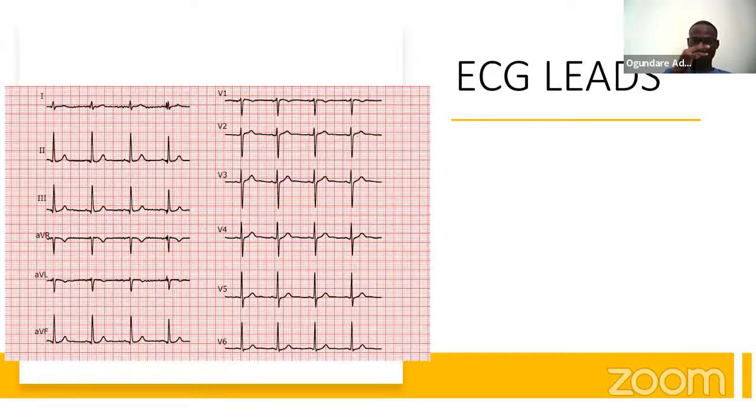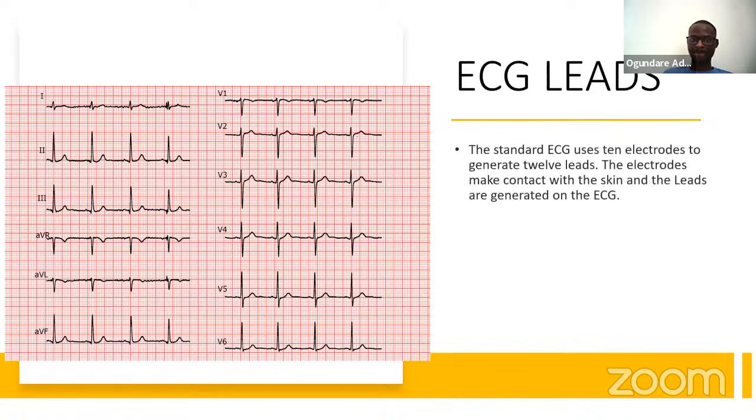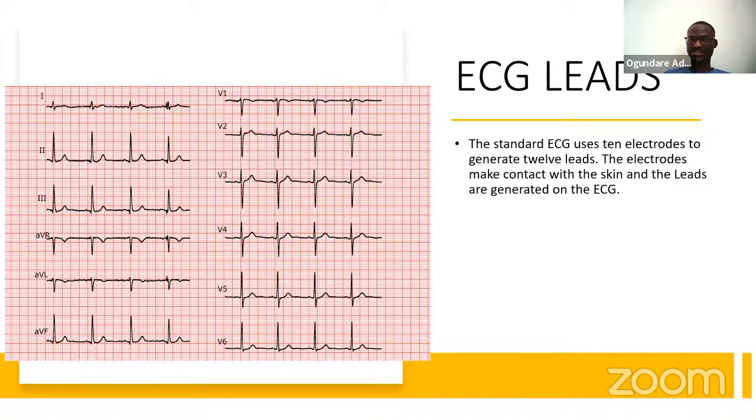Okay, so the ECG leads. I'll just talk about the leads quickly before I let us go. The standard ECG uses 10 electrodes to generate 12 leads. I'm going to show us that tonight in a bit. The electrodes make contact with the skin and the leads are generated on the ECG paper.